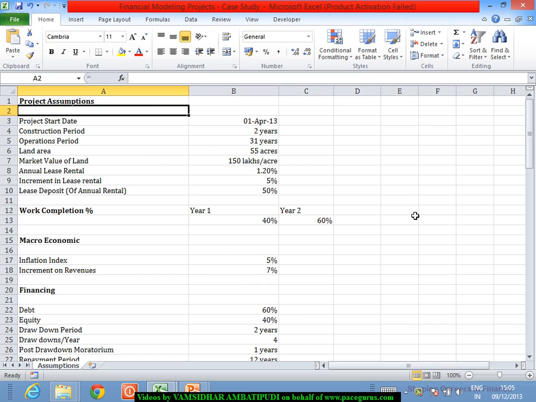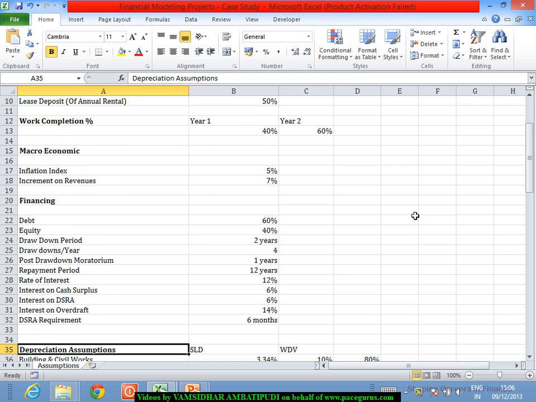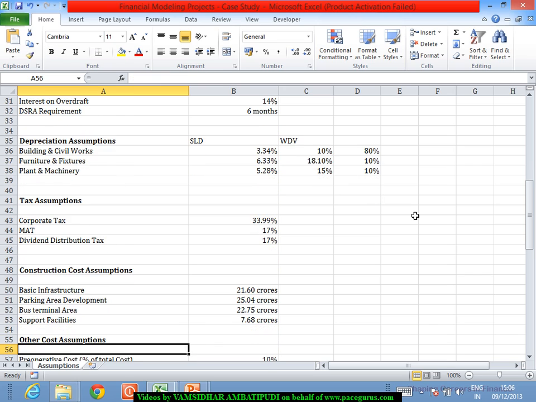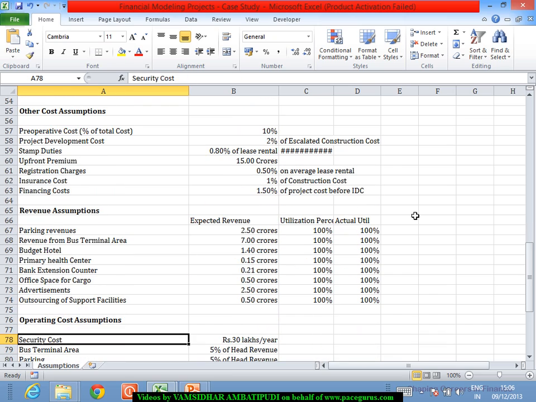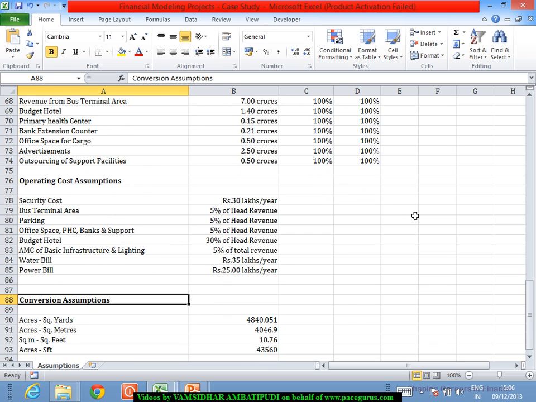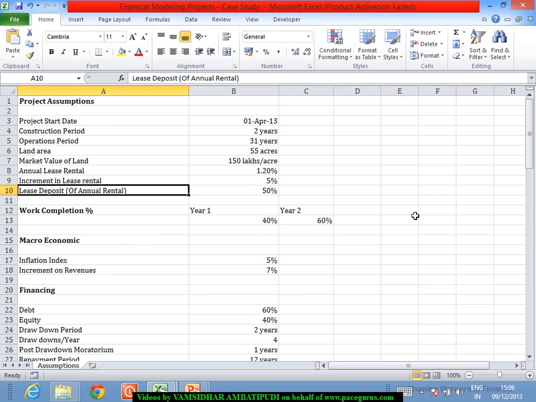I have broadly classified them as project assumptions, work completion related assumptions, the macroeconomic assumptions, financing assumptions, depreciation assumptions, tax assumptions, construction cost assumptions, other construction cost assumptions, revenue and operating and maintenance cost assumptions, and probably wherever required some conversion related. So if you think through the various assumptions or various numbers that are given as a part of your project case document, it could be coming either from facilities agreement or from concession agreement or from EPC contract agreement or from various sources, different kinds of numbers coming from different sources, all of them are captured as a part of your assumptions document.